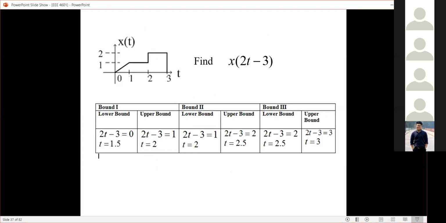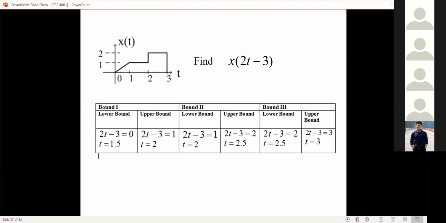So yeah, the multi-value signal is presented there. You have a portion from 0 to 1, a portion from 1 to 2, and a portion from 2 to 3. You apply, for example, 3 bounds separately.